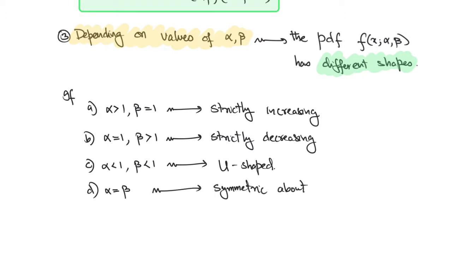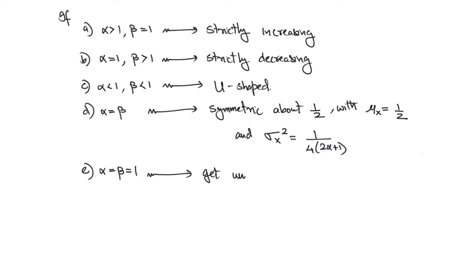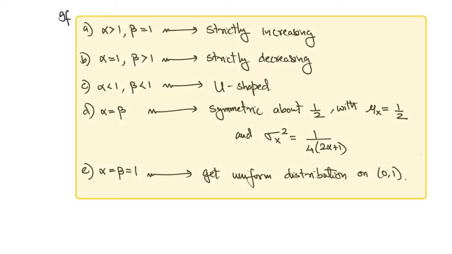On the other hand, if alpha equals beta, we will have a symmetric PDF about the value half. In this case, the mean equals half and the variance equals 1 over 4 times 2 alpha plus 1. When alpha equals beta equals 1, the beta distribution ends up being the uniform distribution on the interval 0, 1.